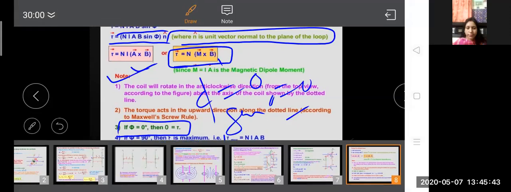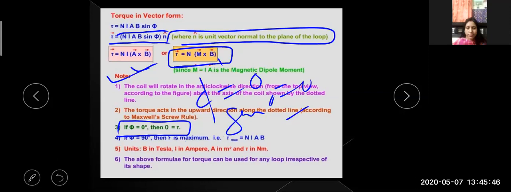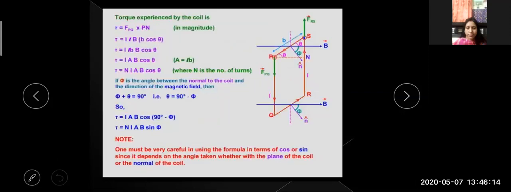Now the unit of B is Tesla, I is in ampere, and A is in meter square, and the unit of torque is Newton meter. The above formula for torque can be used for any loop irrespective of its shape. Clear? As I told you in the previous slide, one must be careful in using the formula in terms of cos or sine, since it depends on the angle taken, whether with the plane of the coil or the normal to the coil.